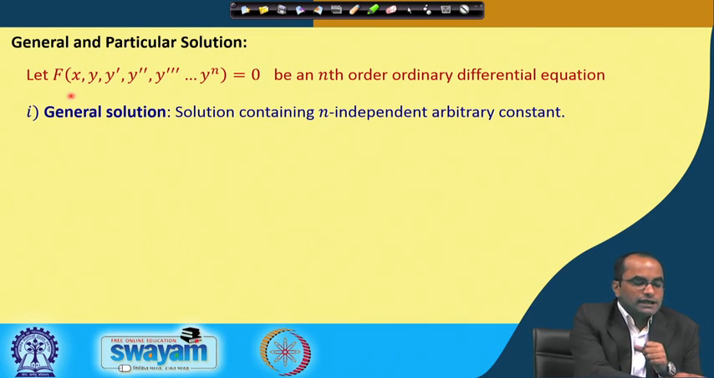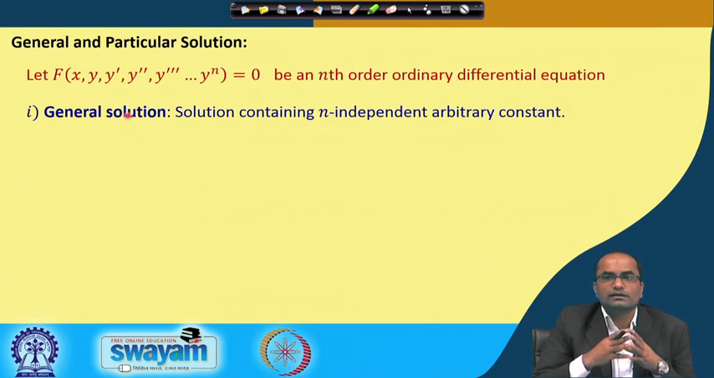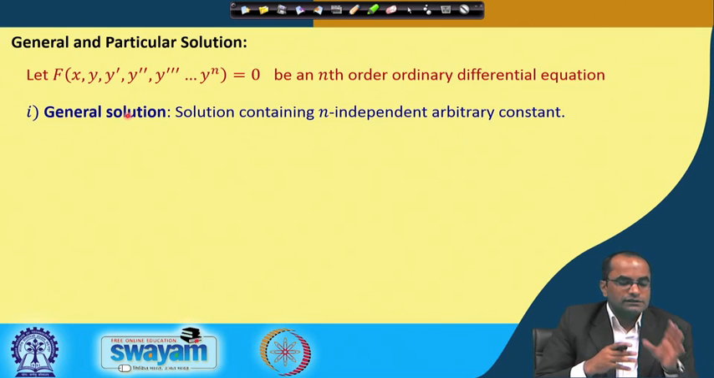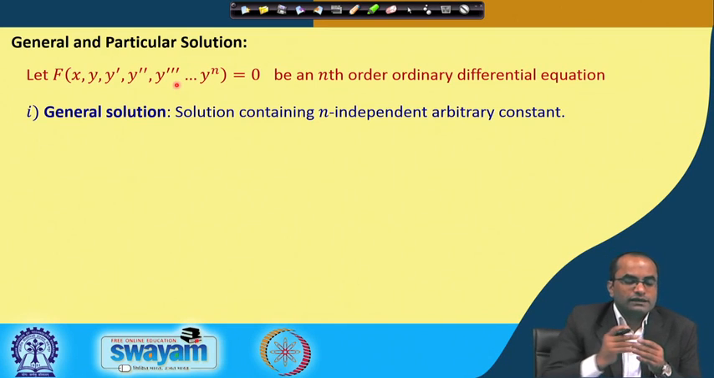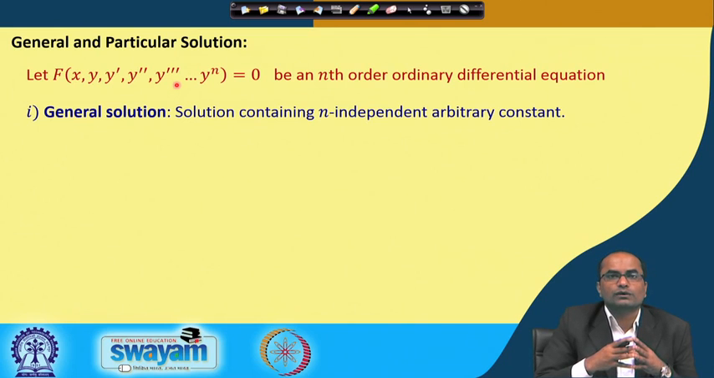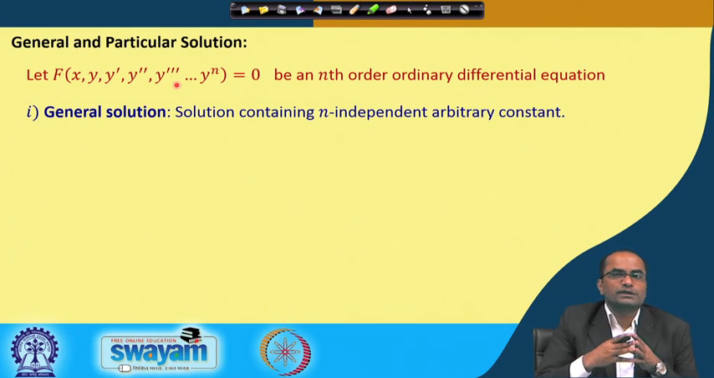That is exactly the definition of the general solution, the solution containing n independent arbitrary constants. So, any solution of a given differential equation, if it has n independent arbitrary constants corresponding to such an nth order ordinary differential equation, then we call this solution the general solution. Another one we are talking about is the particular solution.